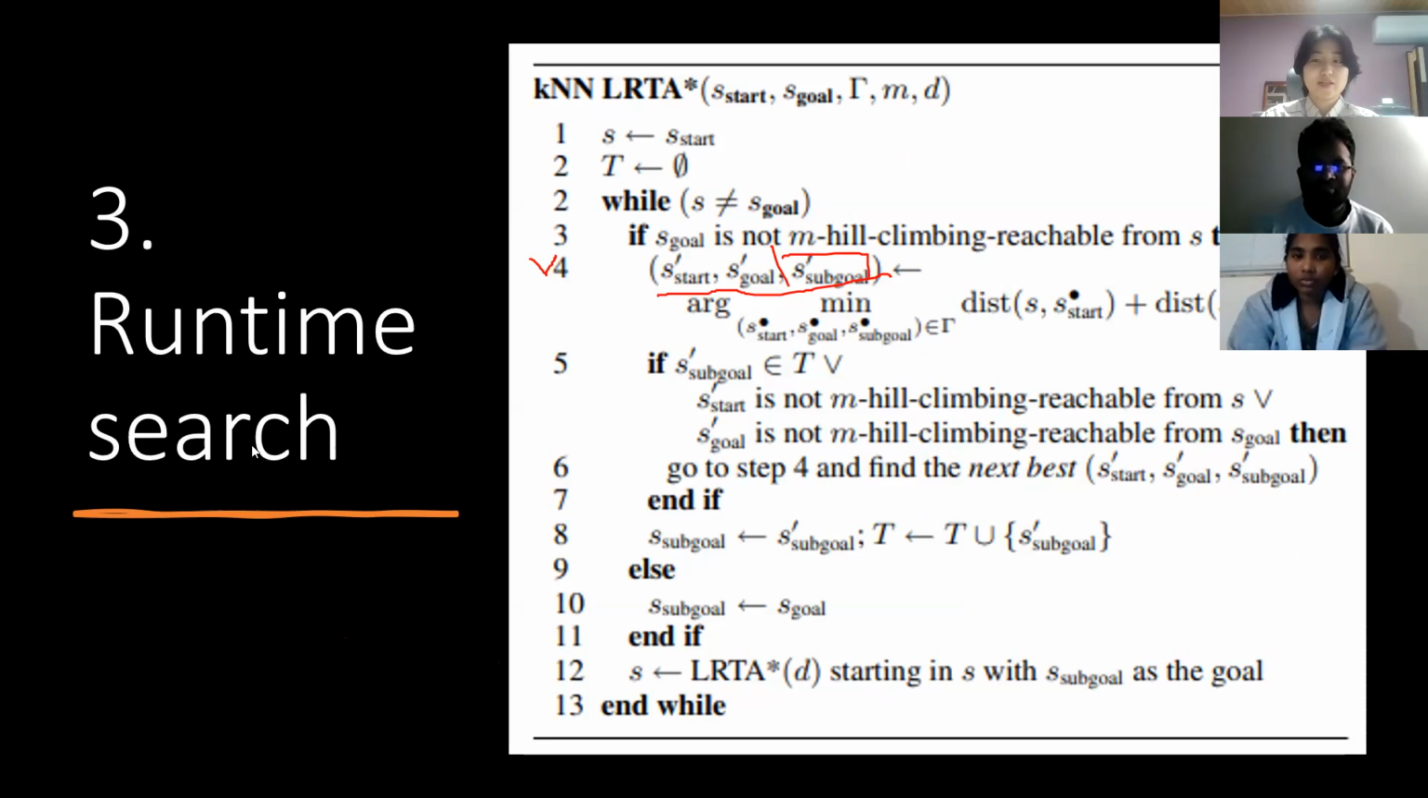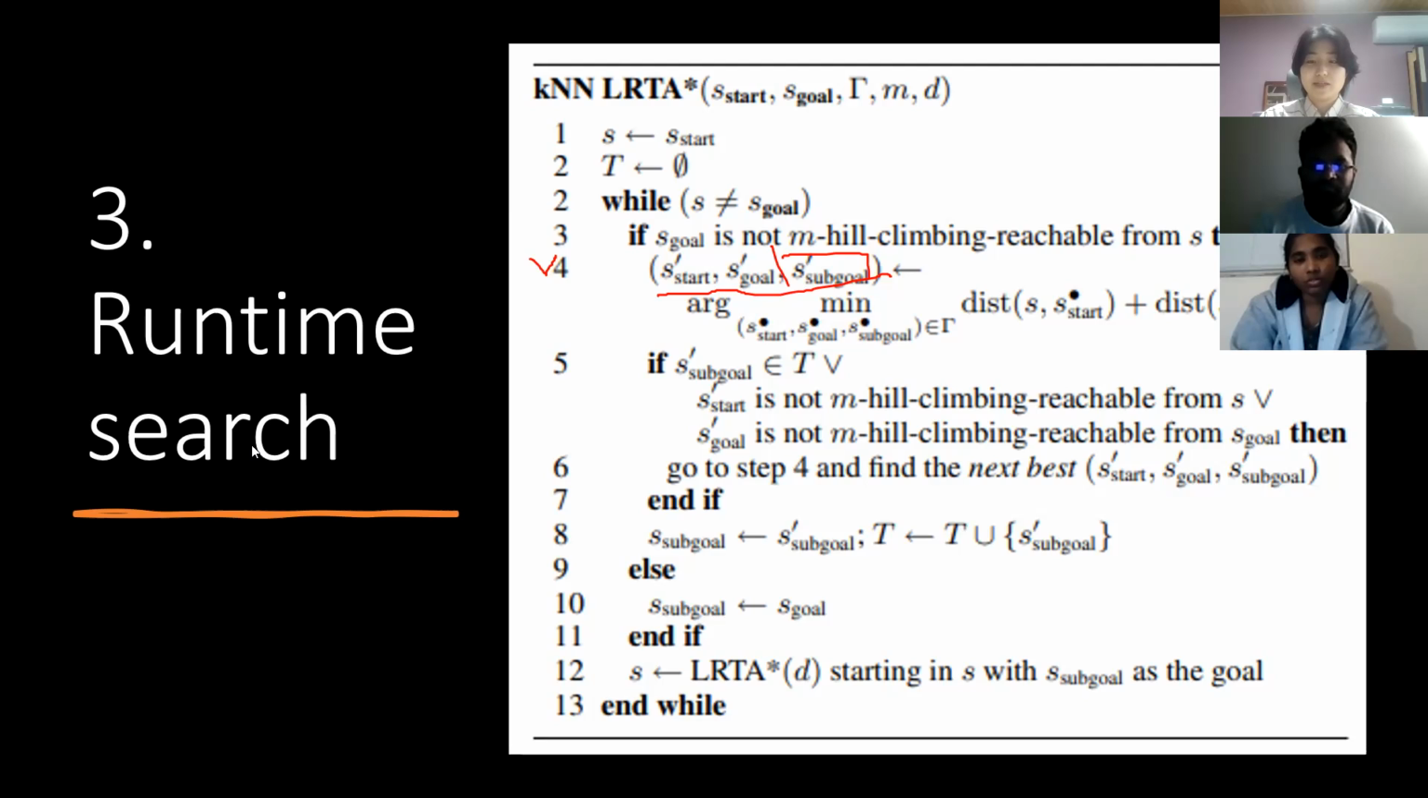And the heuristic distance in this case is Octile distance. However, Octile distance does not consider obstacles in the way. Line 5 addresses how to solve the issue when an agent faces obstacles. Choose the next best subgoal if both S prime start and S prime goal are not reachable from the start and the end node respectively.